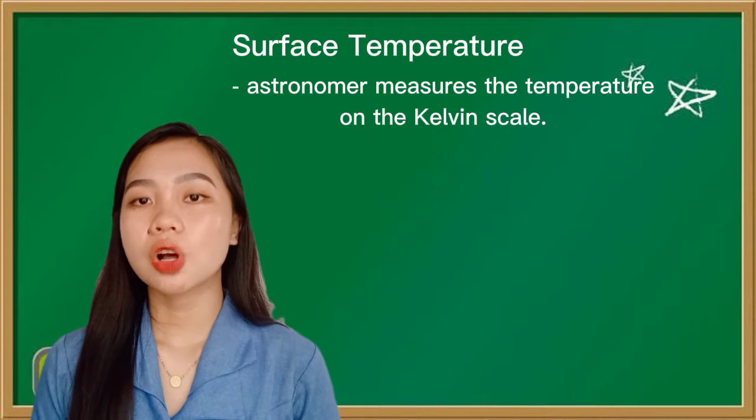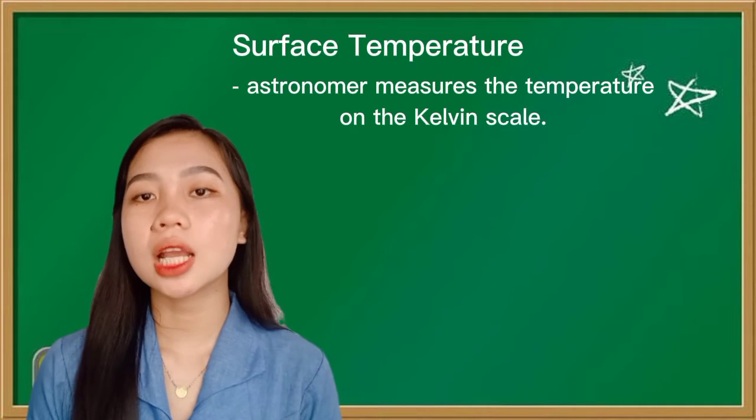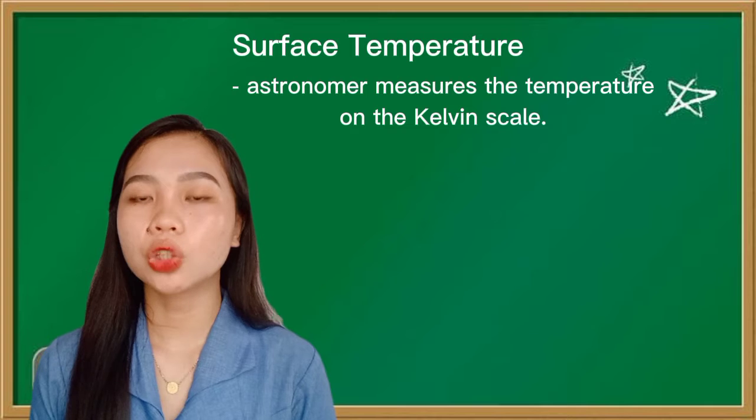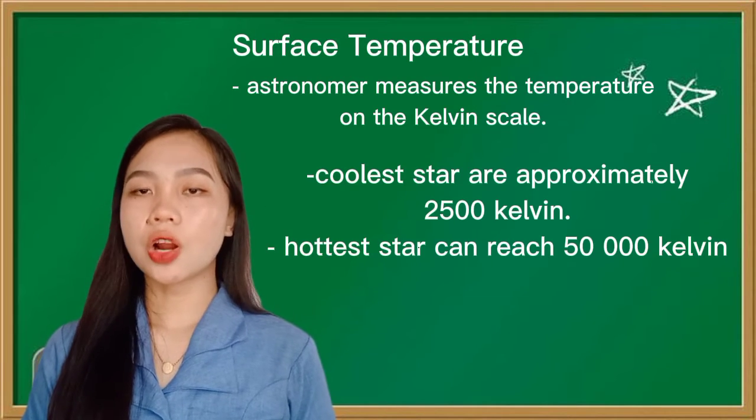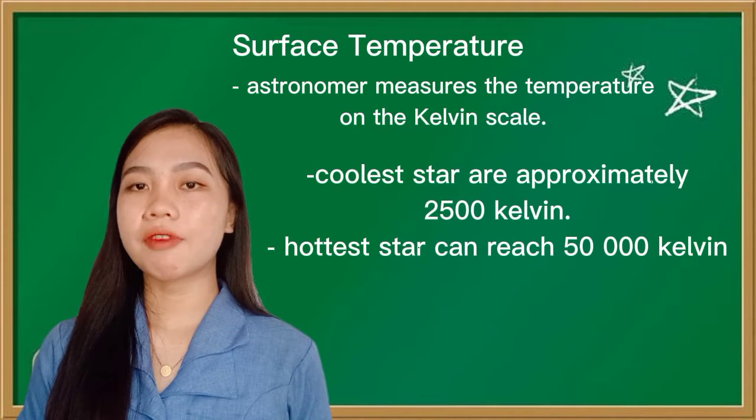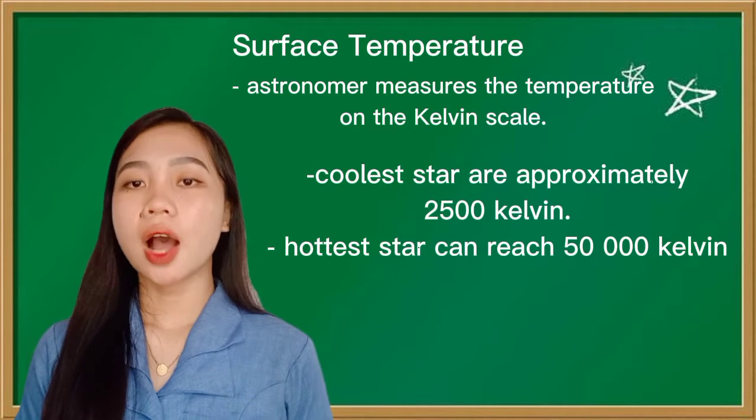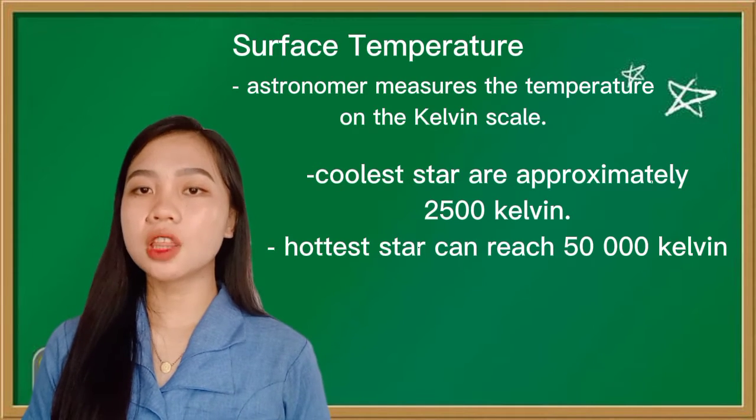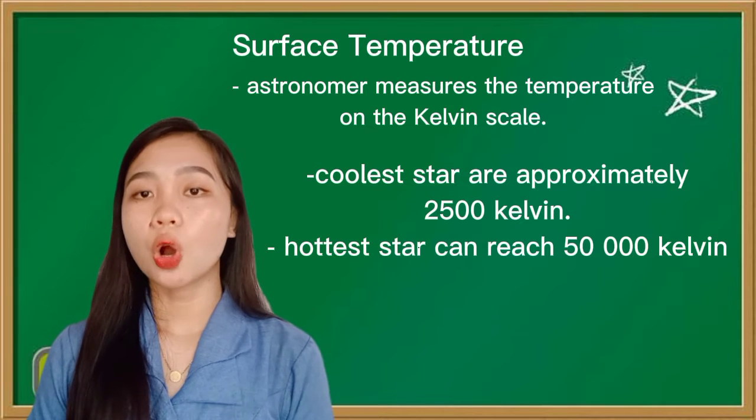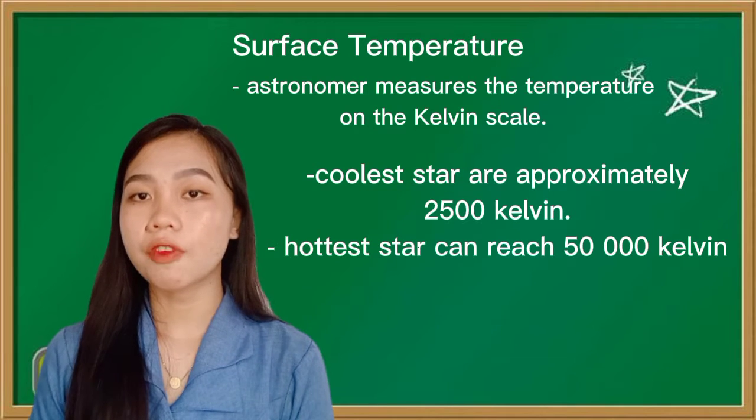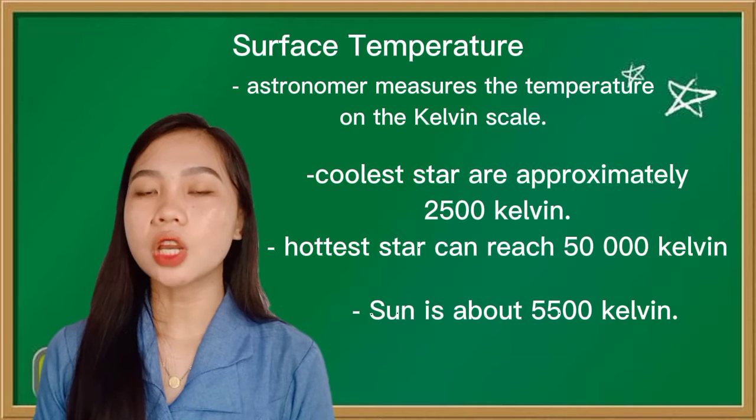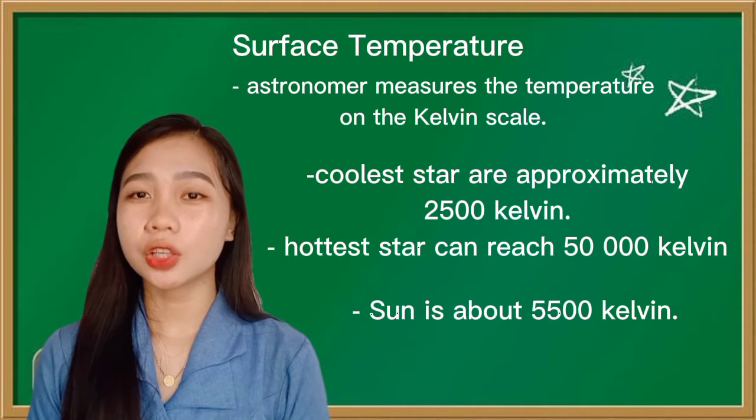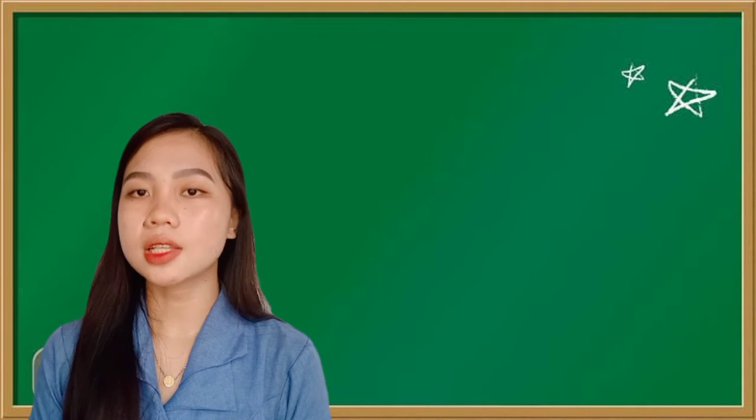0 degrees on the Kelvin scale is theoretically absolute zero and is equal to negative 273.15 degrees Celsius. So the coolest stars are approximately 2,500 Kelvin, while the hottest stars can reach 50,000 Kelvin. If we are going to measure the temperature of our Sun, it is about 5,500 Kelvin, which is hotter than the coolest, reddest stars.